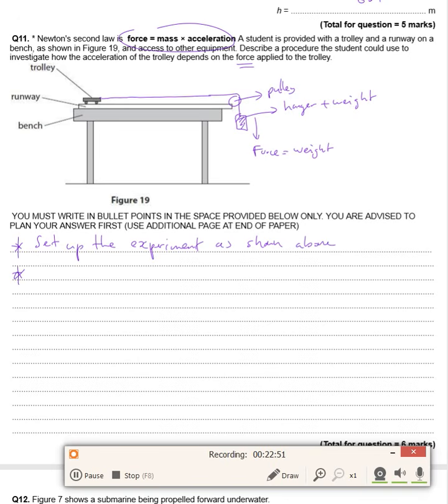Now next, what I'll do is use a ruler to measure distance. So what I'll do, this distance A and B. So to measure distance A. Okay. Nice one.